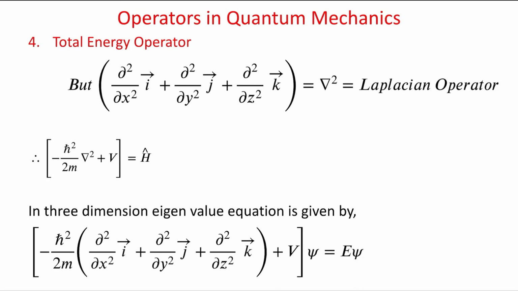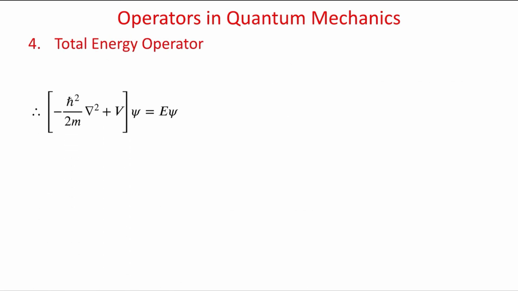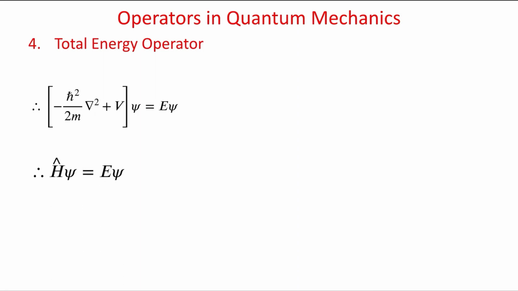In 3 dimensions, the eigenvalue equation is given by minus h cross whole square divided by twice m, (del square upon del x square i plus del square upon del y square j plus del square upon del z square k) plus V of psi, which is equal to E psi. The same equation can be written as minus h cross whole square divided by twice m del square plus V of psi is equal to E psi.